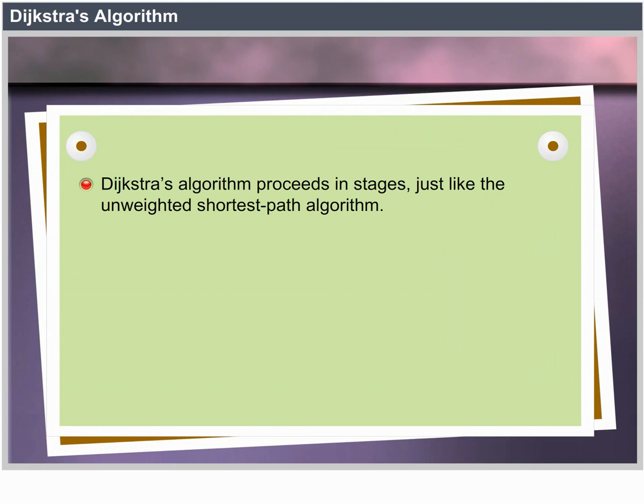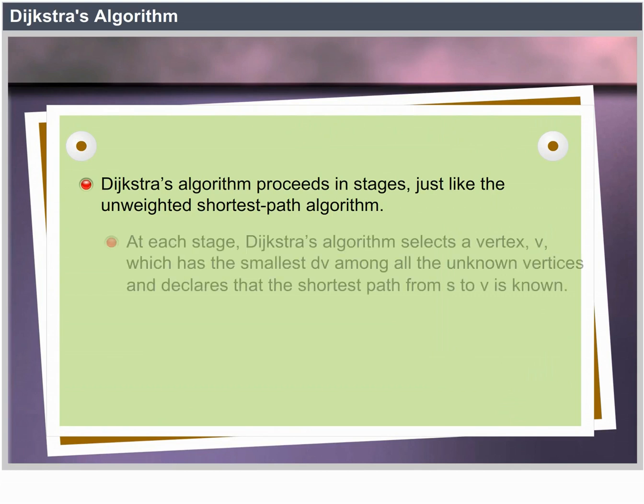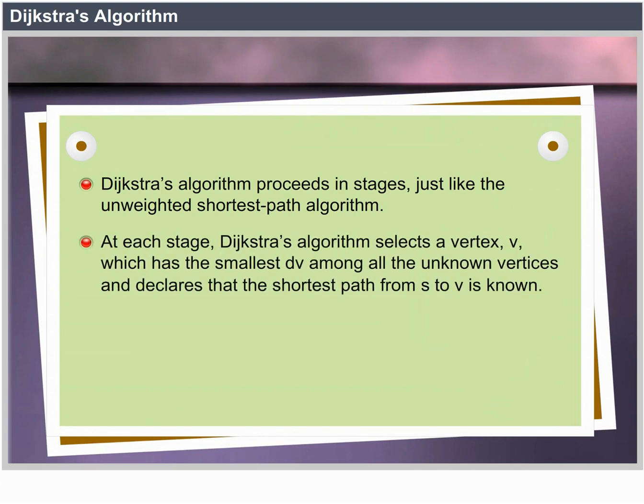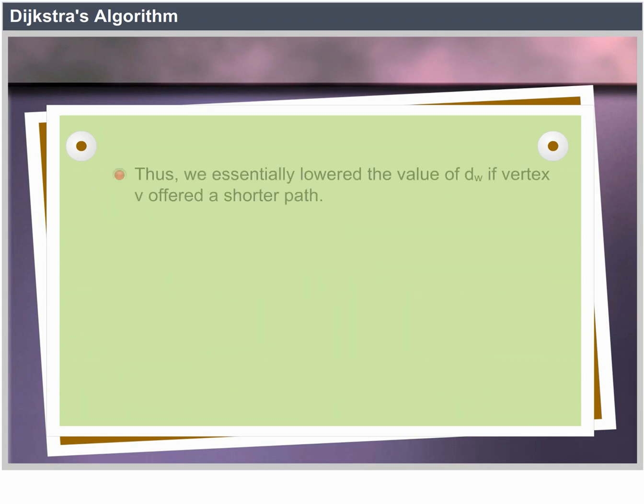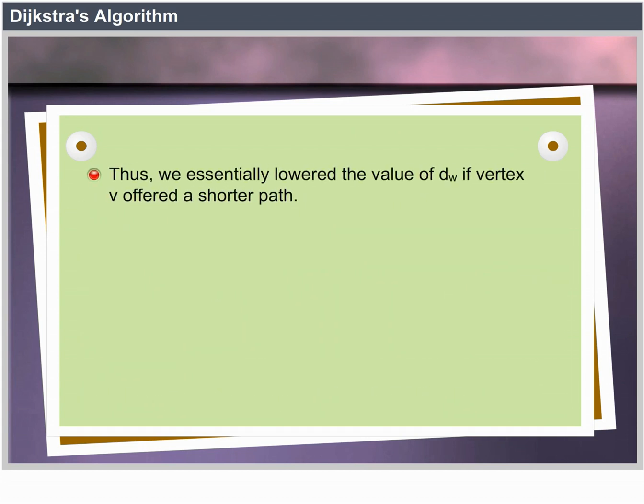Dijkstra's algorithm proceeds in stages, just like the unweighted shortest path algorithm. At each stage, Dijkstra's algorithm selects a vertex v which has the smallest dv among all the unknown vertices and declares that the shortest path from s to v is known. The remainder of a stage consists of updating the values of dw. In the unweighted case, we set dw equal to dv plus 1 if dw equals infinity. Thus, we essentially lowered the value of dw if vertex v offered a shorter path.